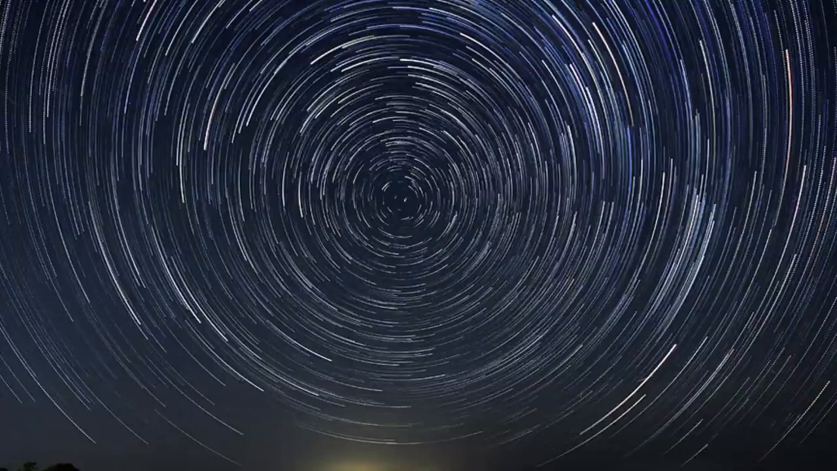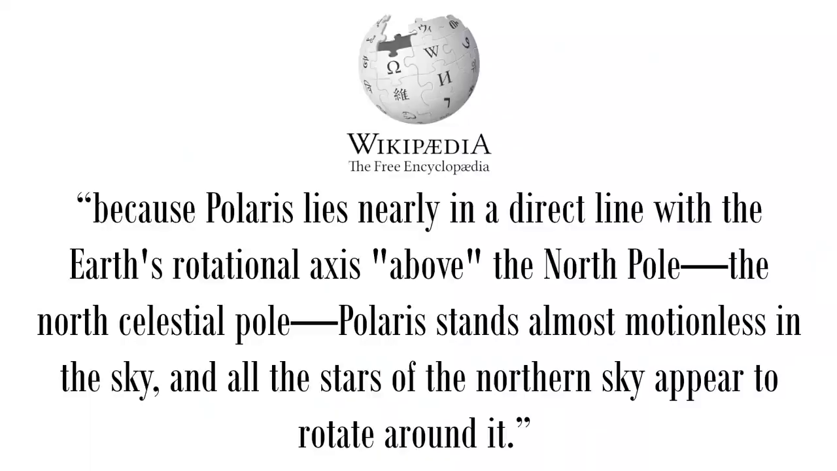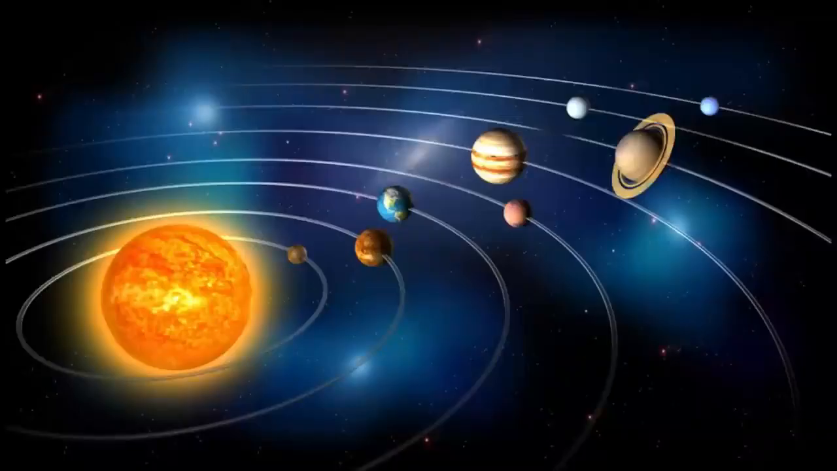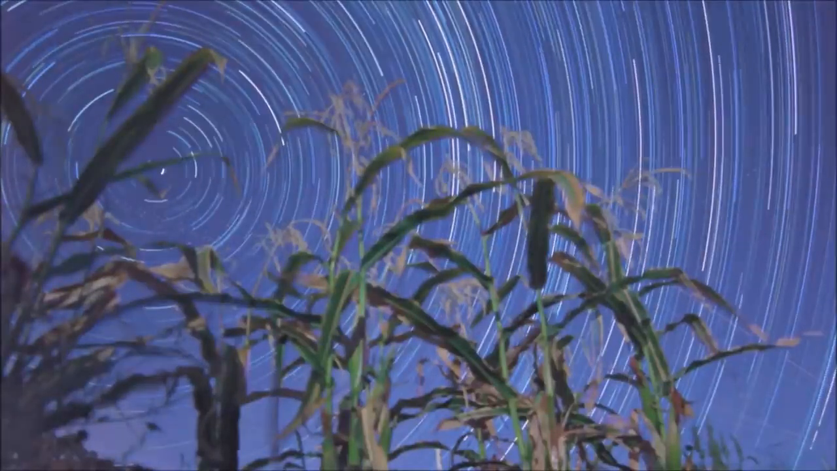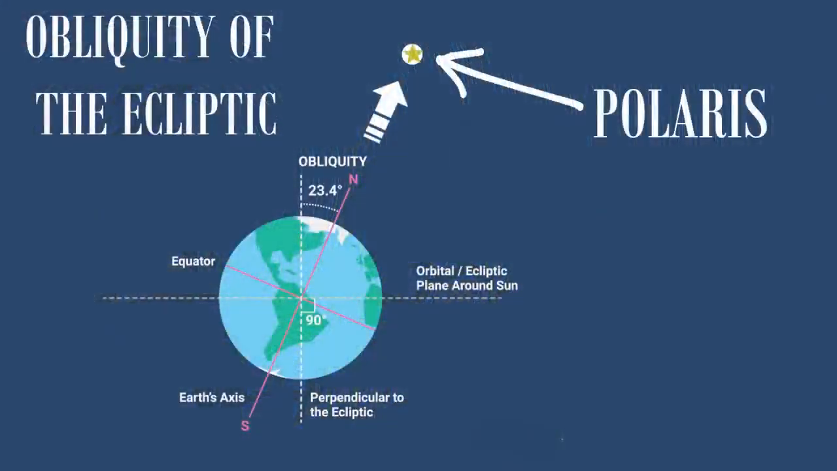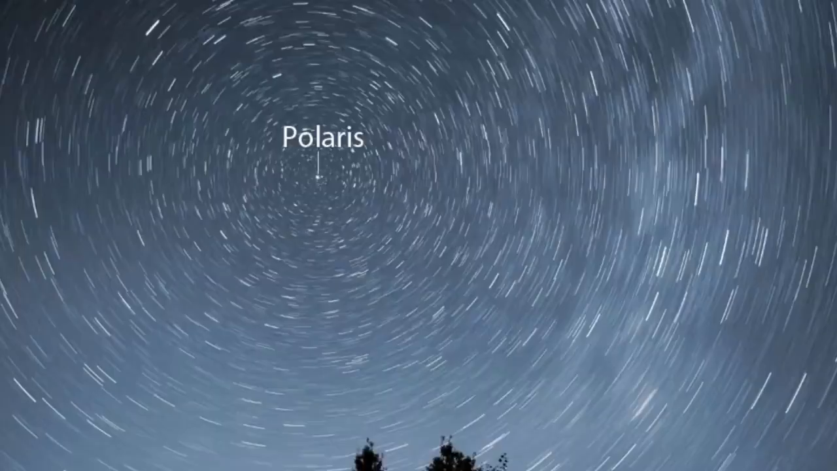The reason Polaris does not appear to move, they say, is because Polaris lies nearly in direct line with the Earth's rotational axis above the North Pole, the North Celestial Pole. Polaris stands almost motionless in the sky, and all the stars of the northern sky appear to rotate around it. Remember, everything in their model is moving at incomprehensible speeds. But we can see with our own eyes that Polaris remains fixed. If they did not invent the axial tilt, or what is known as the obliquity of the ecliptic, then they would have no way to justify this in their fairyland model of orbiting planets. Polaris does not move, it remains fixed.